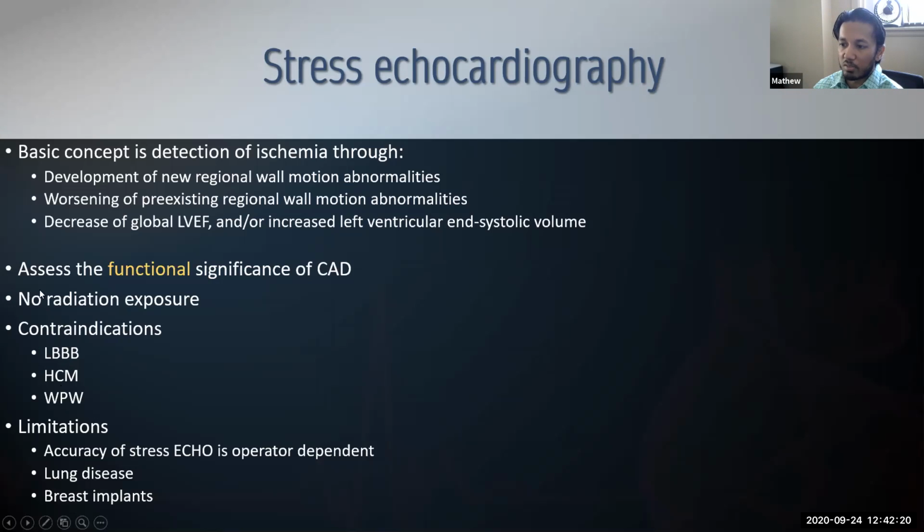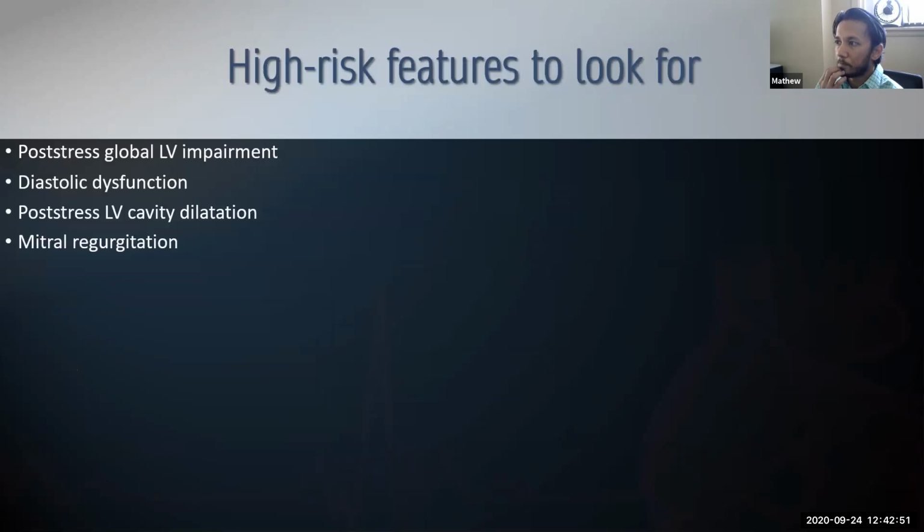Contraindications are going to be the same as the left bundle branch block, because it's not going to be able to get that contraction, so it affects the ability to compare before and after. True HOCM, because we know the septum is going to be involved as well as the left ventricle. And then Wolff-Parkinson-White, because again, this type of arrhythmia is going to affect the ability to see the echo since it's based on the pacing of that QRS. Limitations: operator dependent, lung disease, and breast implants. These last two impair the ability of the ultrasound wave to penetrate to the heart.